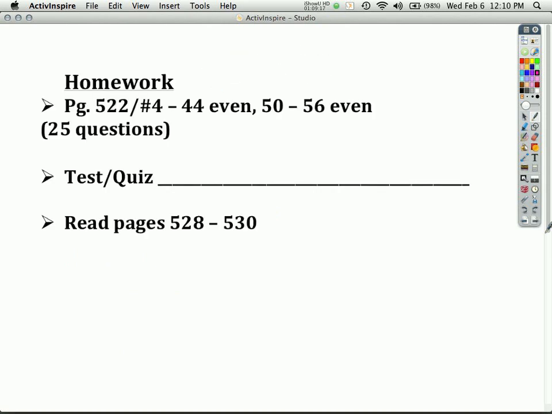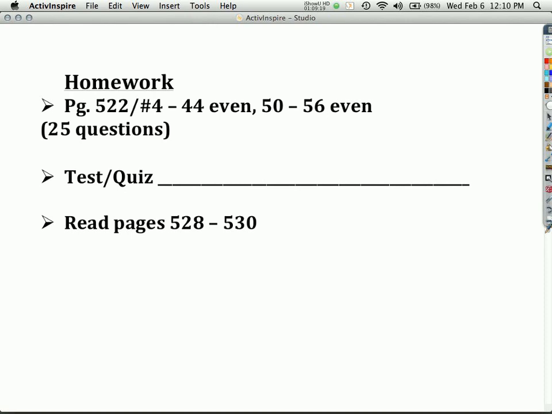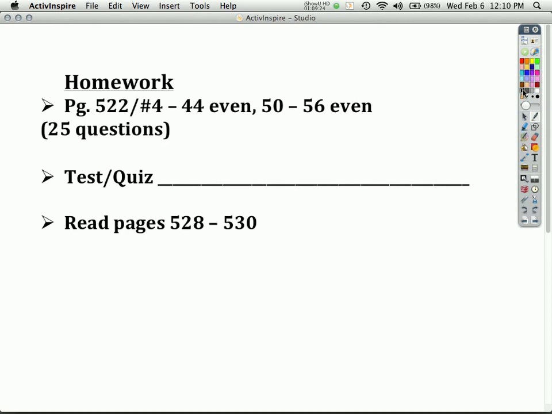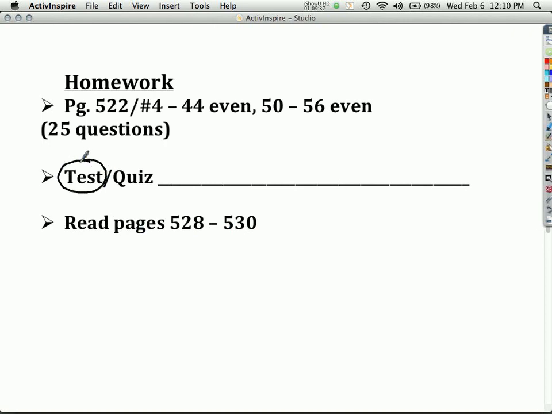Your homework is page 522, 4 through 44 even, and 50 through 56 even. We are not doing a lesson on 8.4 per se, but we are going to actually do some of it during the review, and you need to read the next section. And you are going to have a test on chapter 8 on Monday. We will review on Friday, test on Monday.